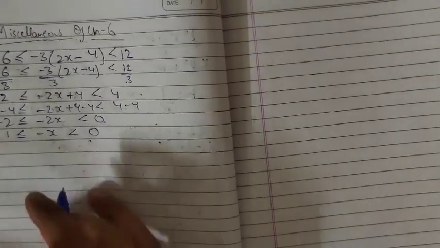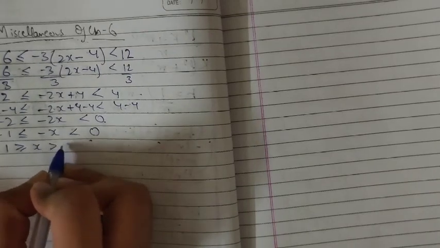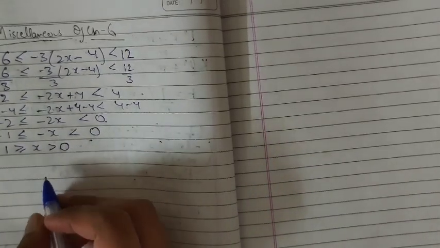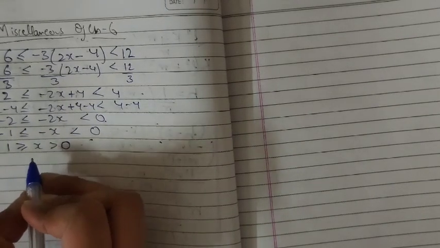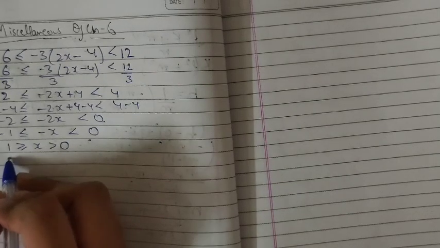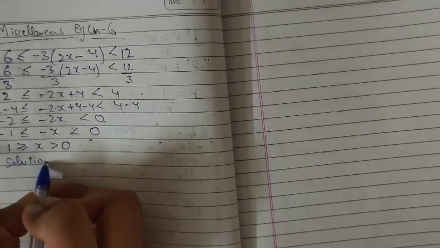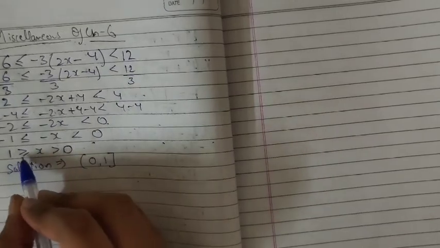Now we have minus x here. If we divide by minus 1, we have to change the sign. So 1 is greater than or equal to x, and this will be 0. So we can say x is less than or equal to 1 and greater than 0. So the solution for it will be (0, 1], with an open bracket at 0, because x is less than or equal to 1 and greater than 0.